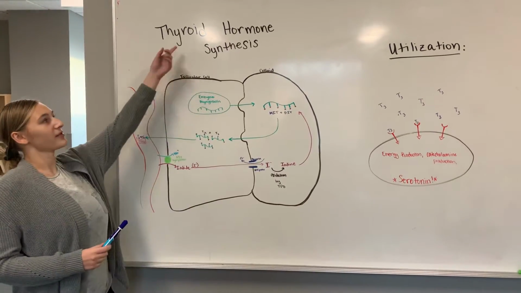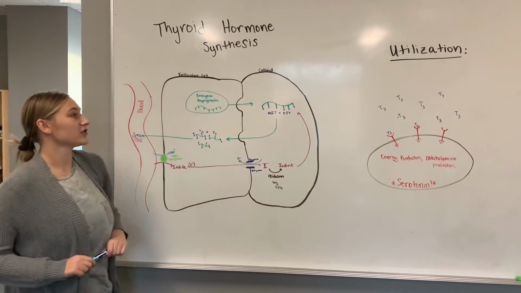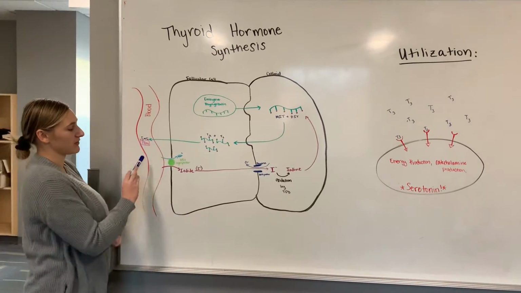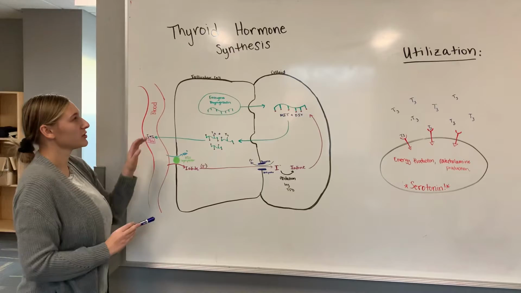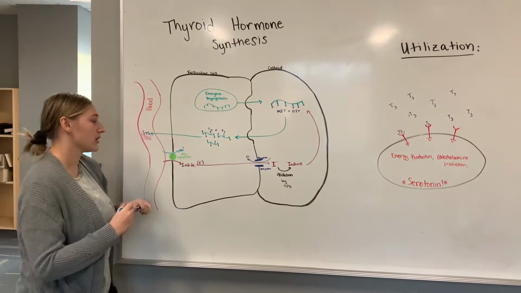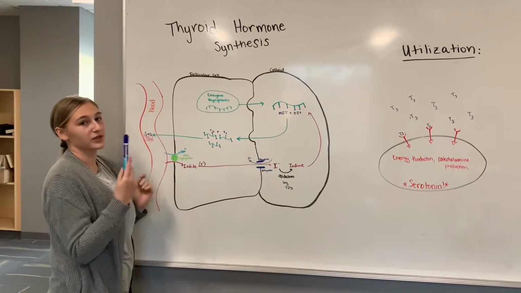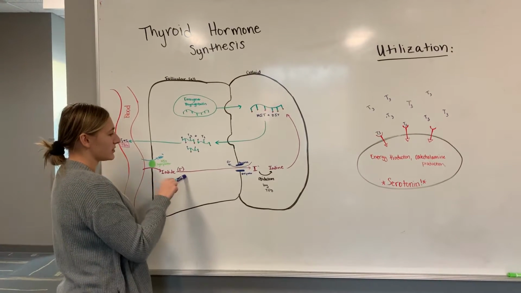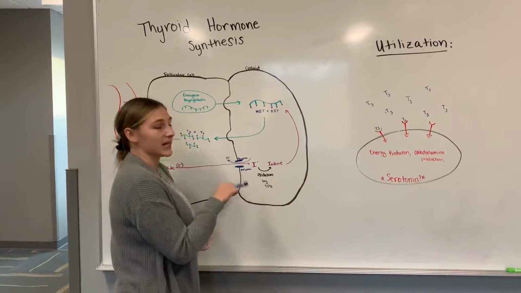Now we'll be talking about thyroid hormone synthesis. This process takes place in the thyroid. What's going to happen is we're going to have sodium and iodide come into the follicular cell of our thyroid through the NIS symporter, the sodium iodide symporter. And when this happens, the iodide is going to travel all the way to our pendrin antiporter.